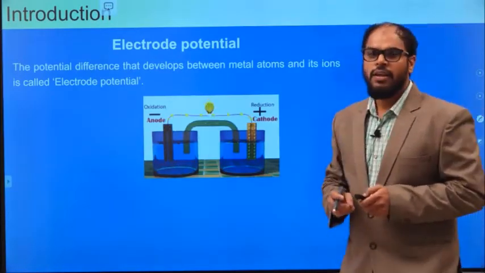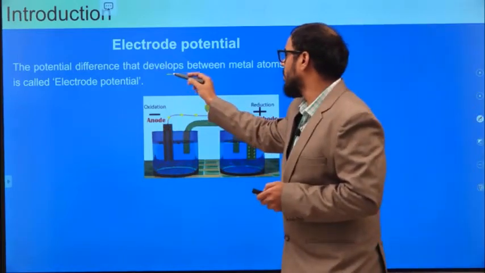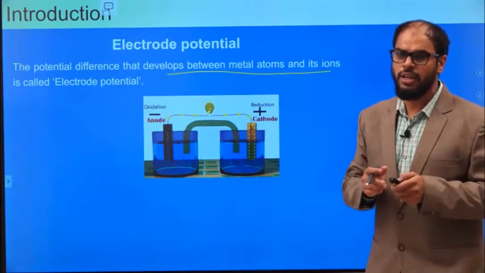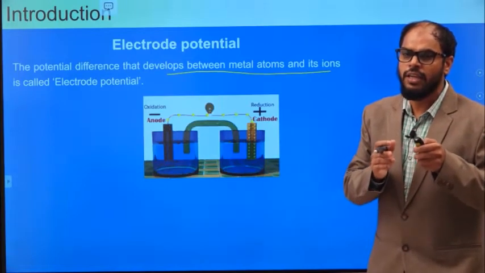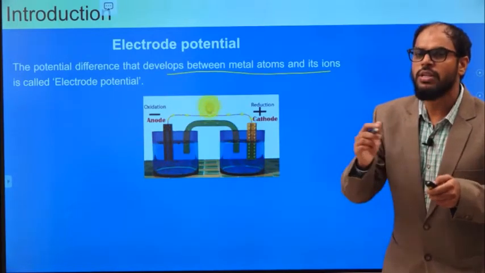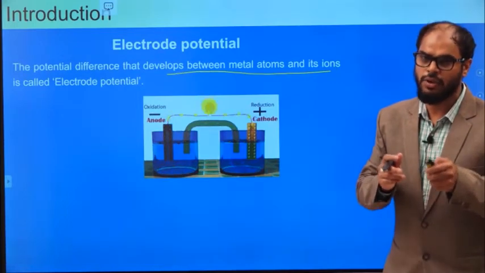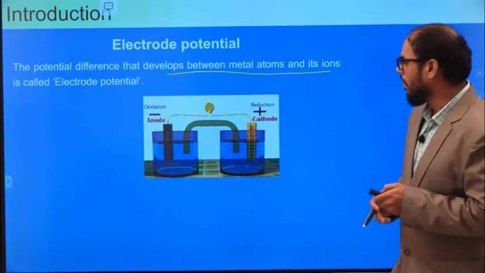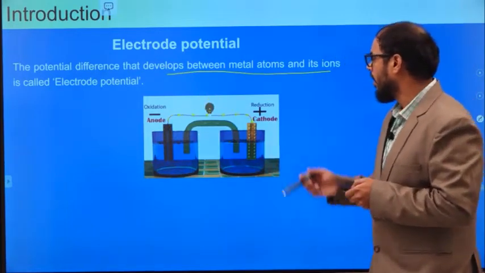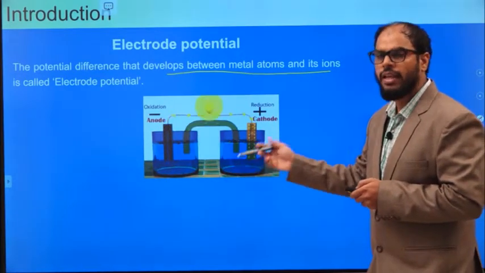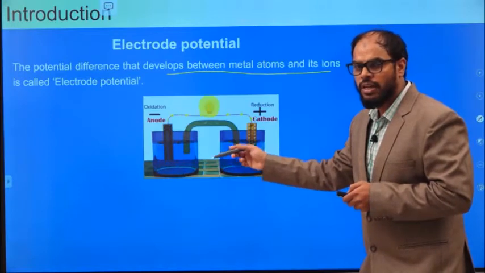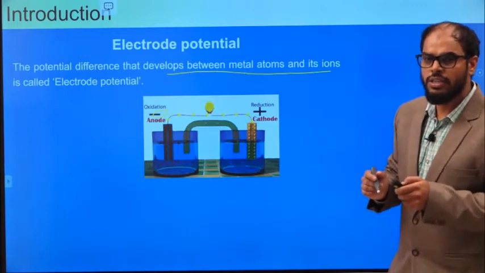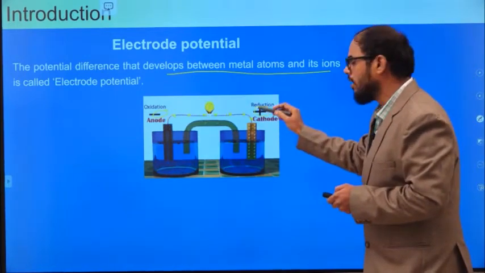So, we know that electrode potential is nothing but the potential difference between the metal and its ions. If we talk about the oxidation potential, it is the tendency of any unknown electrode to lose electrons. If we talk about the reduction potential, that is the tendency of any metal to accept electrons. So, if we talk about the simple galvanic cell, it has got two electrodes, the anode and the cathode. One electrode has got the tendency to lose electrons, which is designated as negative, and the other electrode has got the tendency to accept electrons, which has been designated as positive.